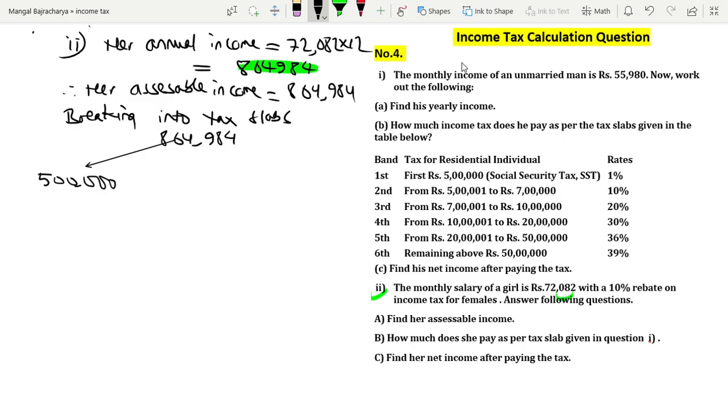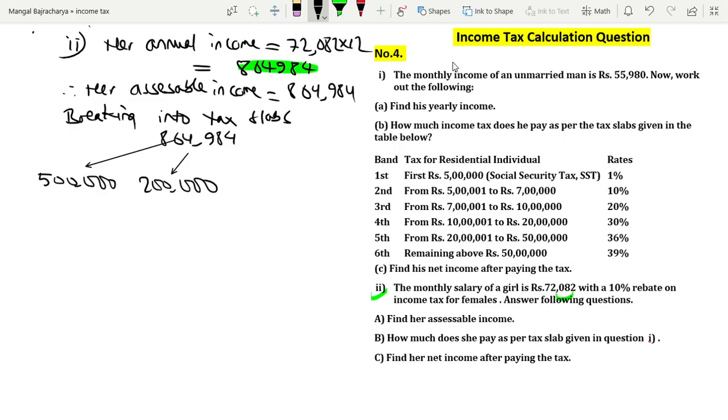So here 5 lakh to 7 lakh, that is 2 lakh, that is falling also here, because her total assessable income after deduction of the tax free allowance is the same, because here no tax free allowance is given. So the second slab is 5 lakh to 7 lakh, that is 2 lakh amount. So 2 lakh is the second slab. Now 5 plus 2, 7 lakh we have gone.